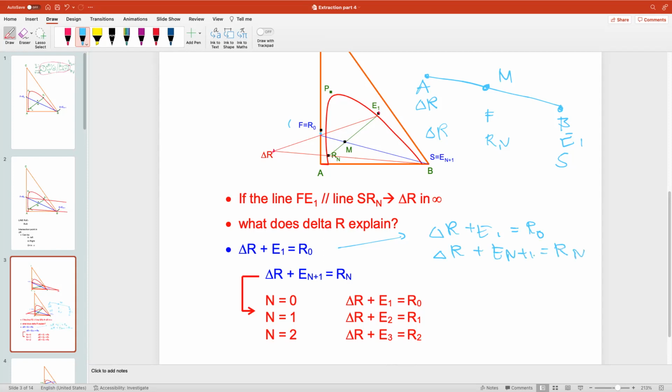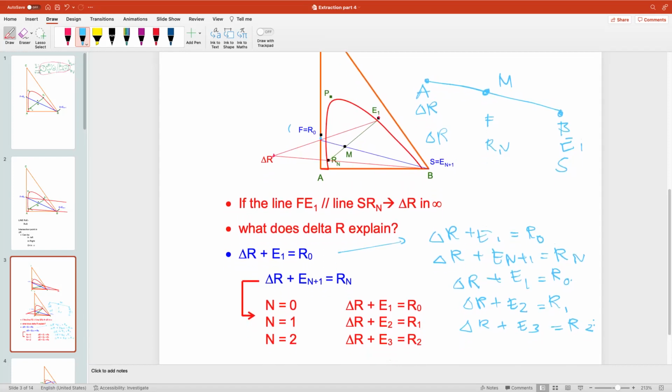So if we change n to 0, delta R plus E1 equals R0. If we change n to 1, delta R plus E2 becomes R1. Delta R plus E3, let's say, becomes R2. Okay, now let's go back to the correlation.